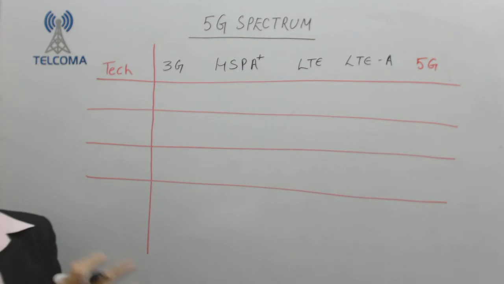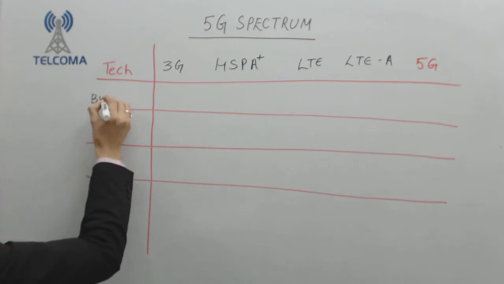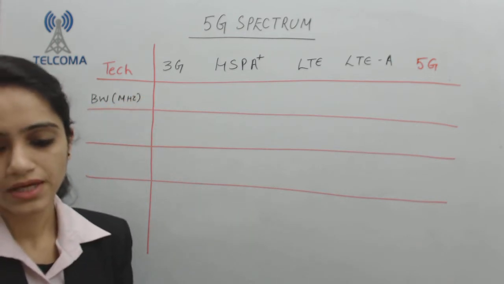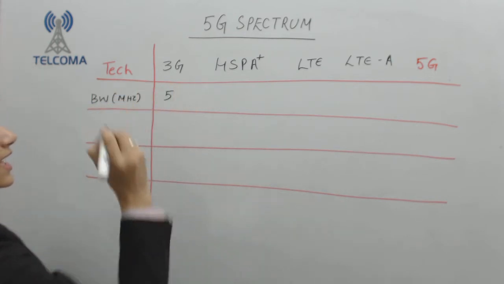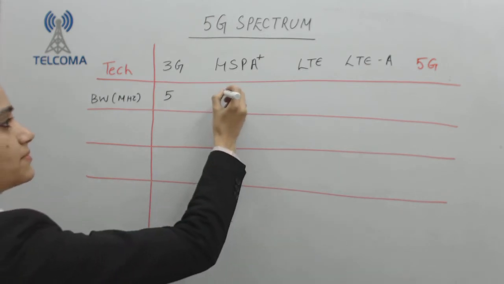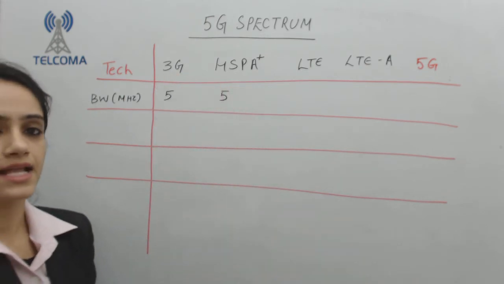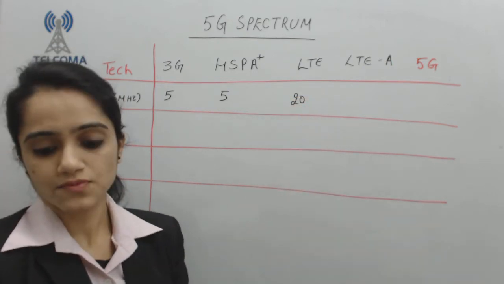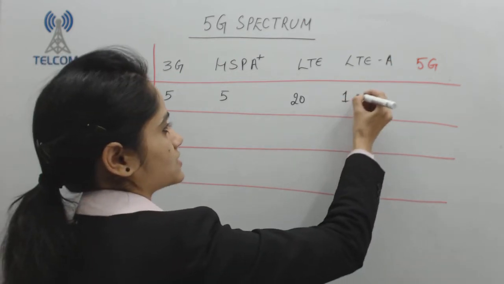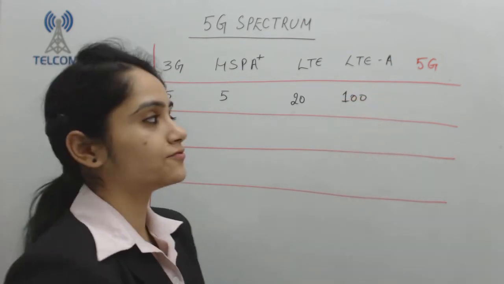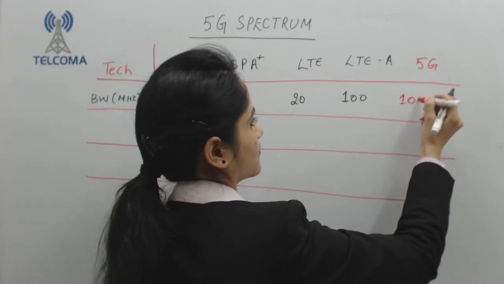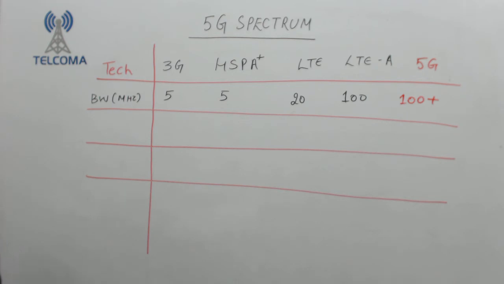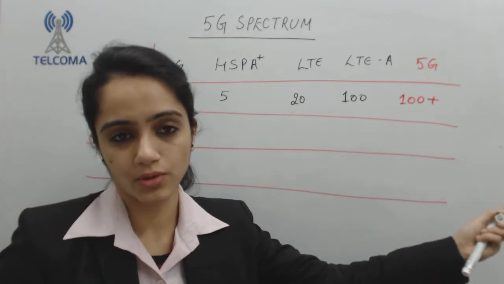Now let's compare the bandwidth, which is the very first factor, and the bandwidth is in units of hertz. So we have 5 megahertz, and that is fixed. In HSPA+ we have 5 megahertz. In LTE we can have it extended up to 20 megahertz. Whereas in LTE Advanced, with the help of carrier aggregation, we have achieved a bandwidth of 100. Whereas in 5G we have 100 plus. So we are going to increase the bandwidth more and more.